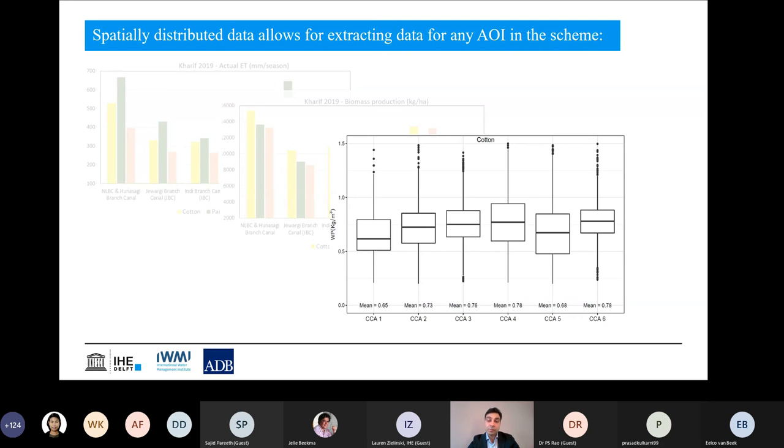And also you can see, if you have a good crop map, you can extract data on crop water productivity per crop for different CCAs, and then understand what the average is, how high or low it is. One big takeaway here, going back to what I said, is that where production is high or water consumption is high, it doesn't mean that our water productivity is high.